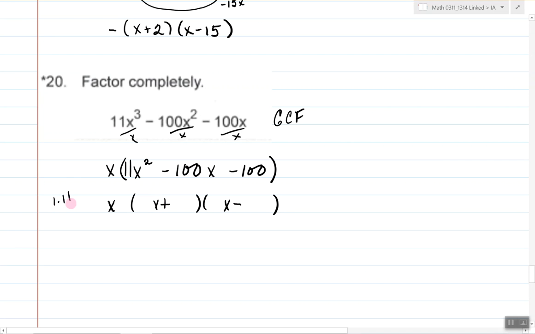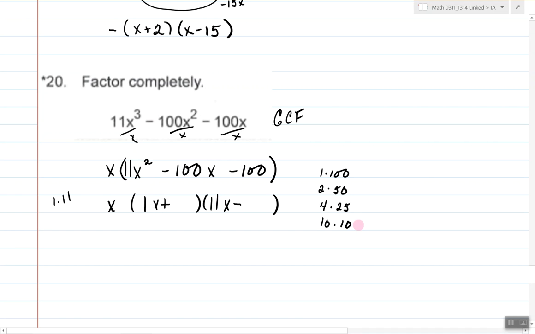There's only one way to get 11, 1 times 11. The 100 down here, it's either 1 times 100, 2 times 50, 4 times 25, or 10 times 10. So I have to start with 1 and 11. I got a little spoiled in the last two problems because the leading term here, once I took out the GCF, was a 1. Well, this is not a 1. I have a 1 and an 11.